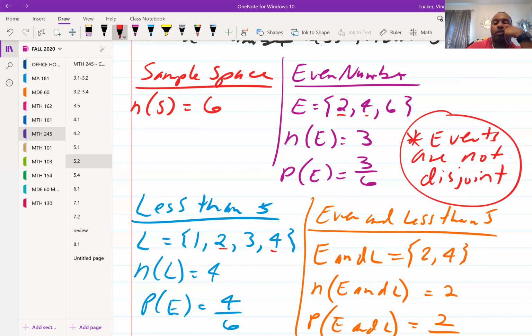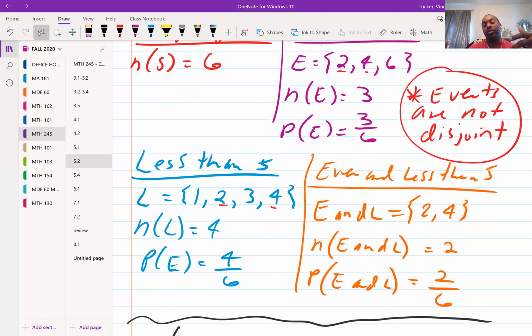So that's what I did over here in the orange. Since they are not disjoint, we need to find the probability of getting a number that's even and less than 5. And so that's why we did this right here.